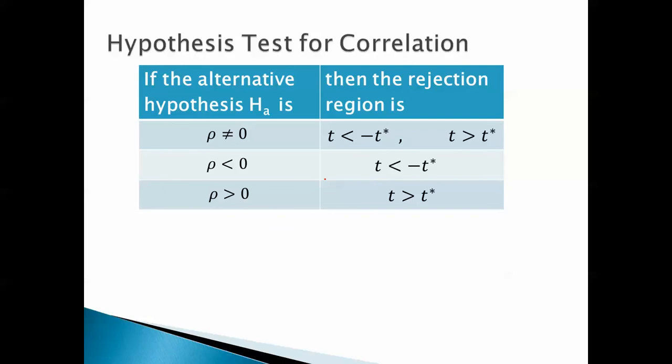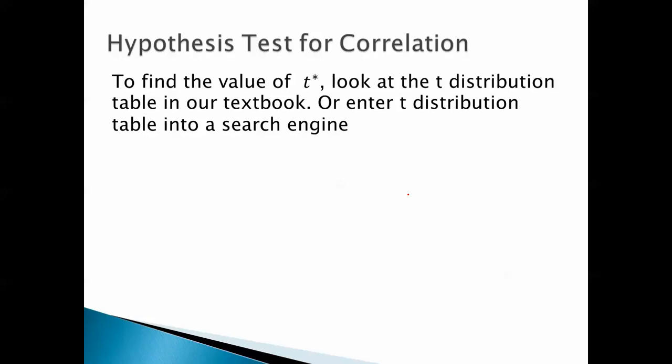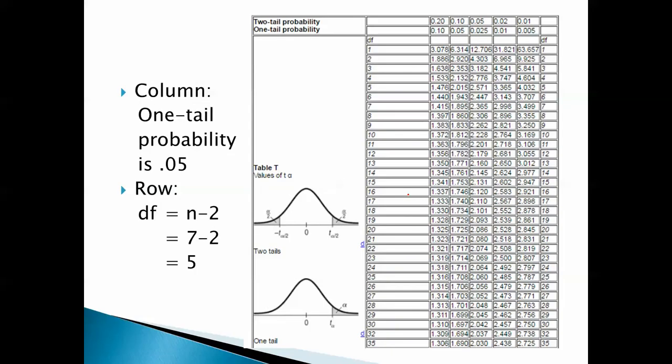Now, here's what the chart would look like. If this is the alternative hypothesis, this is what our rejection region is going to look like if we're working with t's equivalently. To find the value of t star, look at the t distribution table in our textbook, or enter t distribution table into a search engine. Here's what we end up with. Again, we want the one-tail probability to be 0.05, and we want the degrees of freedom, n minus 2, that's 7 minus 2, that's 5. So this is what we're working with. Okay, so it looks like 2.015. That's going to be our value of t star.